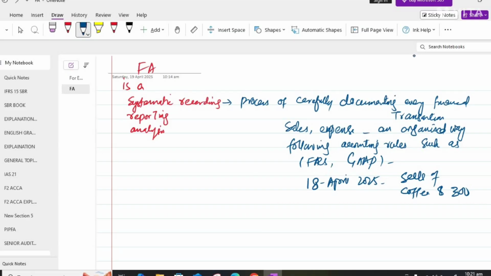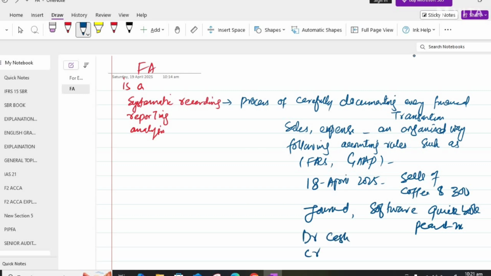Now what will be the systematic recording? The coffee shop received $300 in cash from sales, and this is recorded in an accounting system like a general ledger, or you may use software like QuickBooks or other software. There you have to debit cash because you received cash, and credit sales revenue. The amount I have written here is $300. Clear? Now this is about systematic recording.